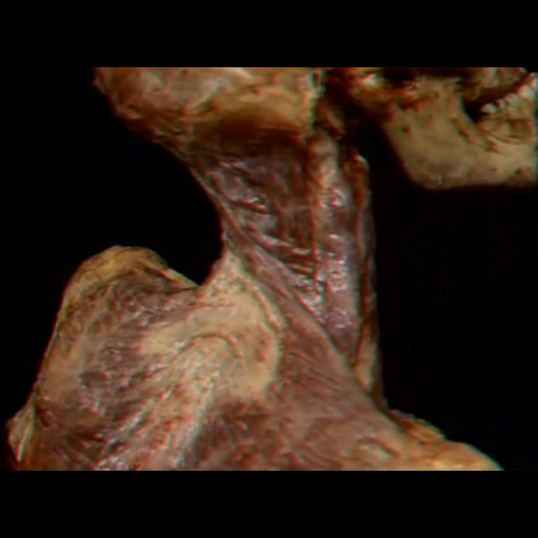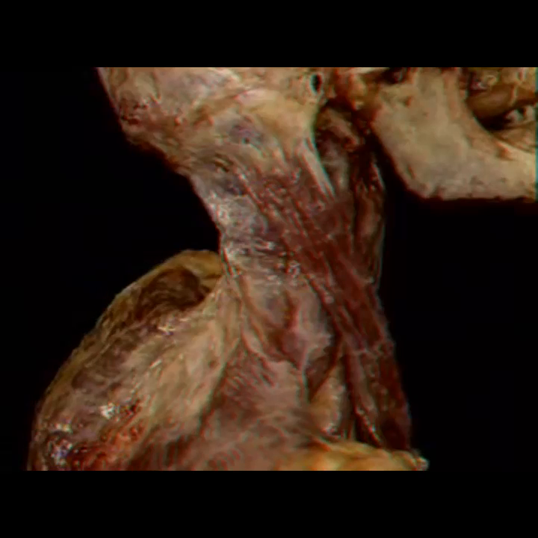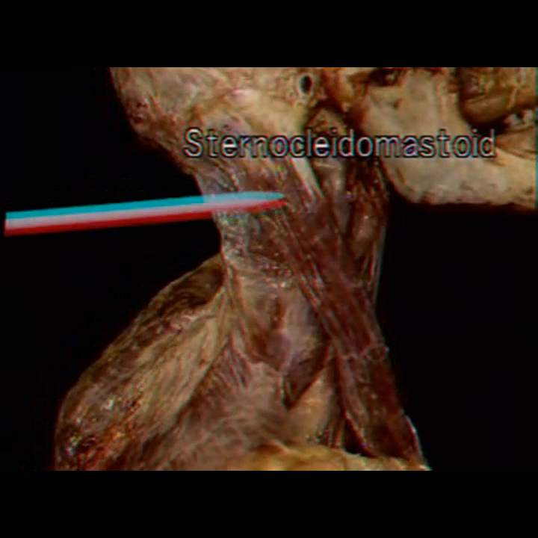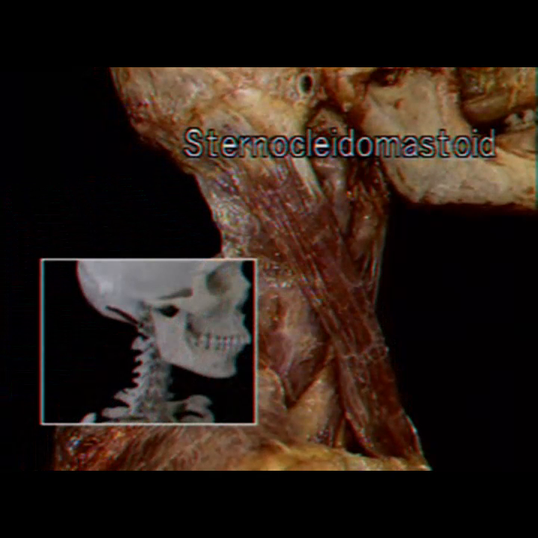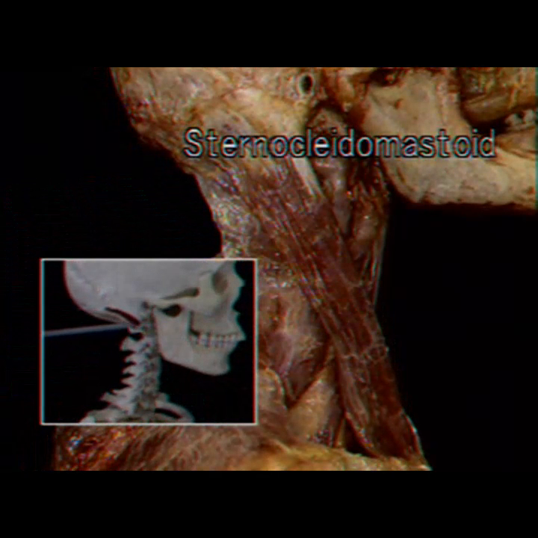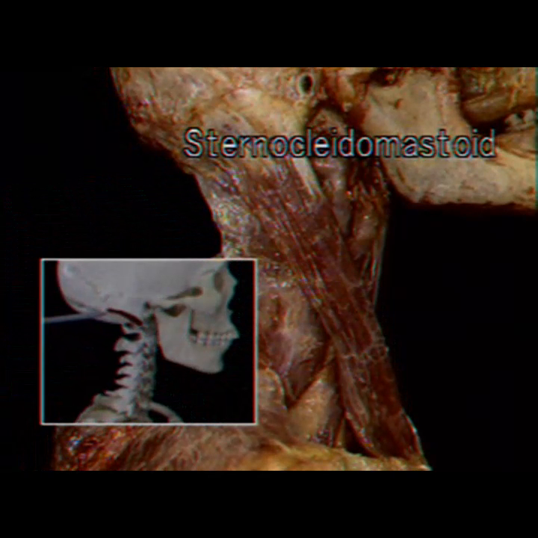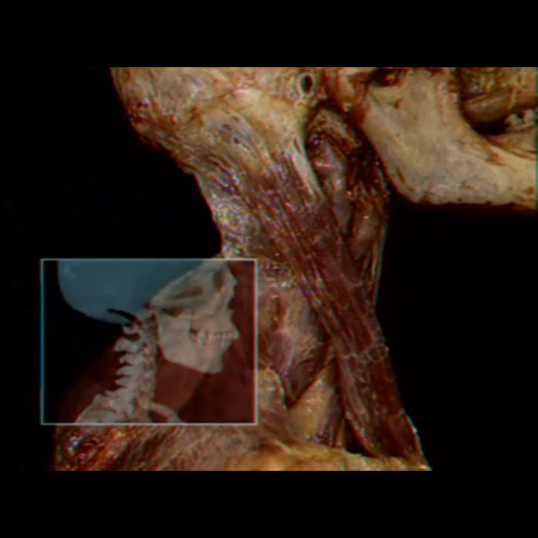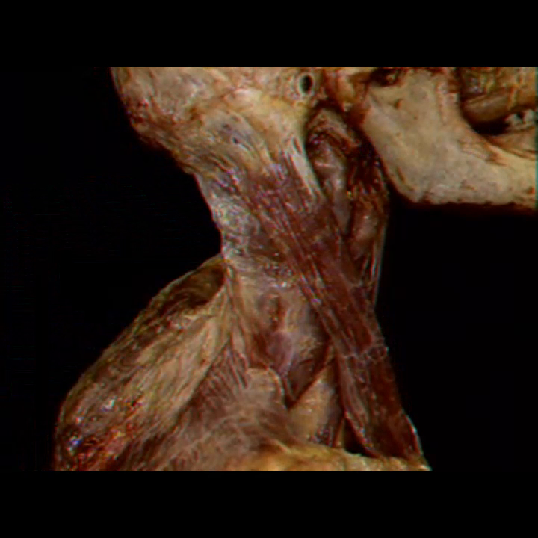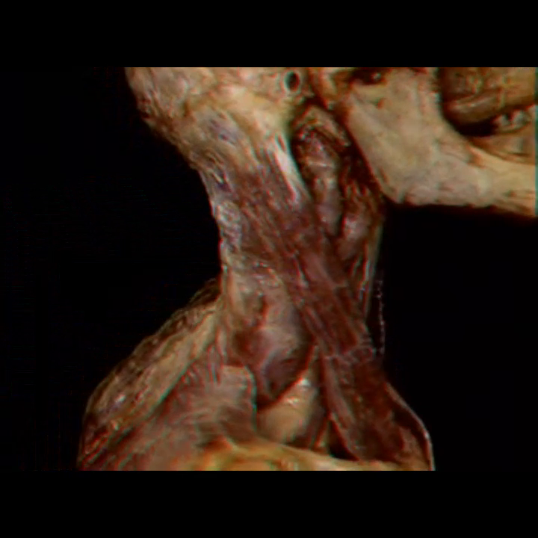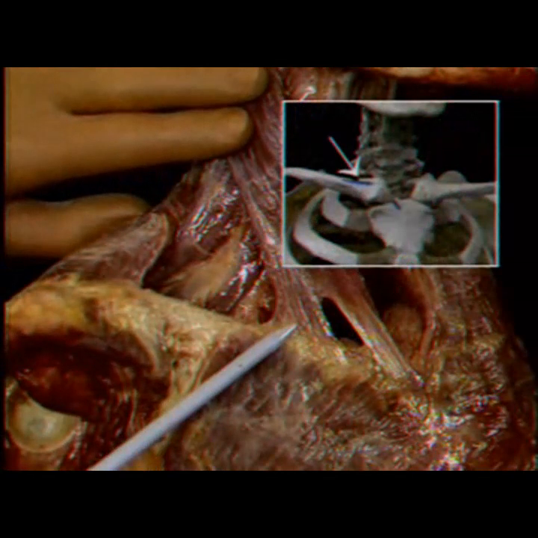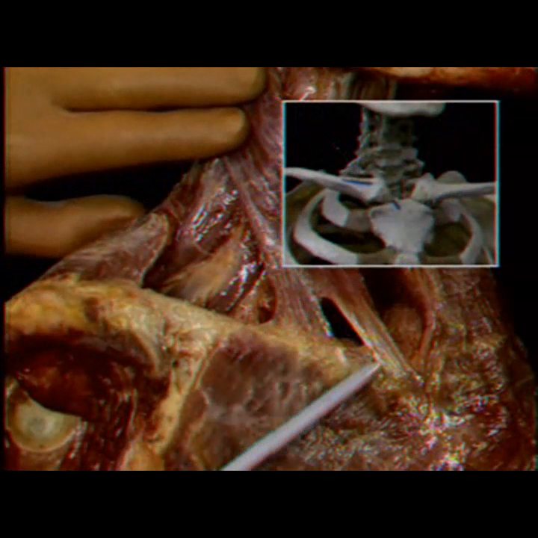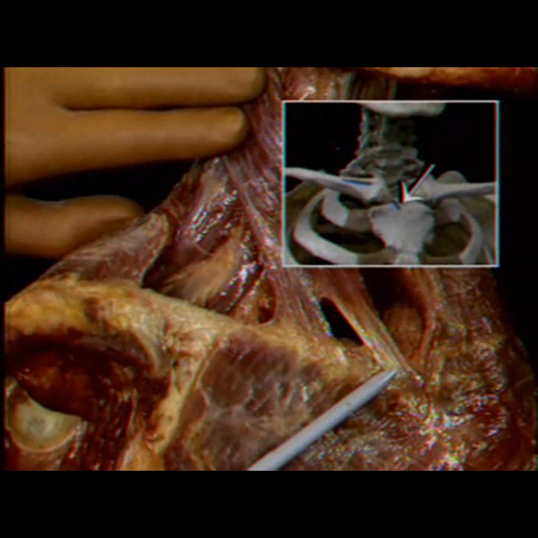The last muscle to add to our picture is the sternocleidomastoid. Here it is. It arises from here on the mastoid process and just behind it. The sternocleidomastoid muscle runs downwards, forwards, and medially to insert partly on the medial end of the clavicle and partly on the manubrium.